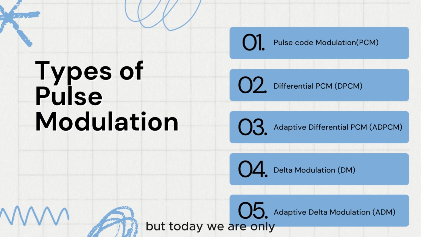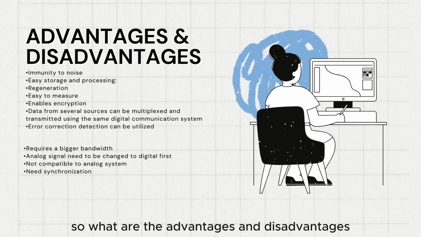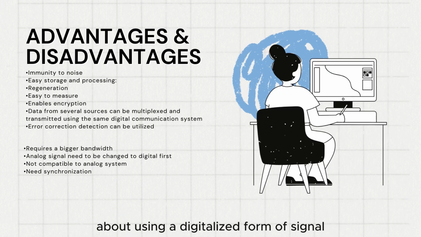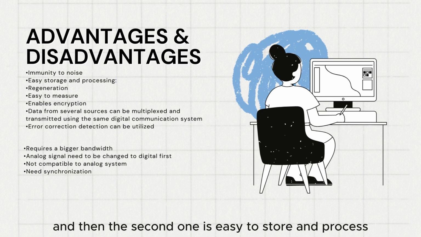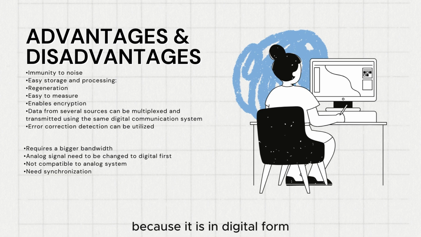But today we are only going to learn about the first one, pulse code modulation. So what are the advantages and disadvantages of using a digitalized form of signal? Number one is immune to noise. In communication, noise is like disruption, okay? And the second one is easy to store and process because it is in digital form.